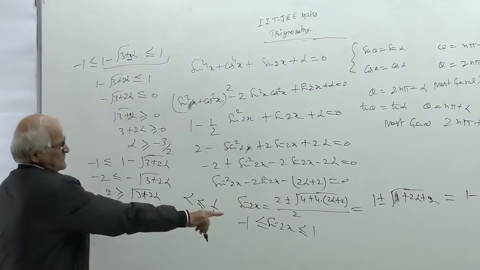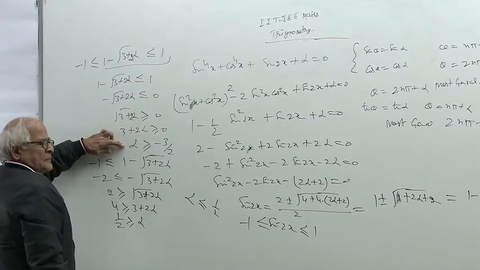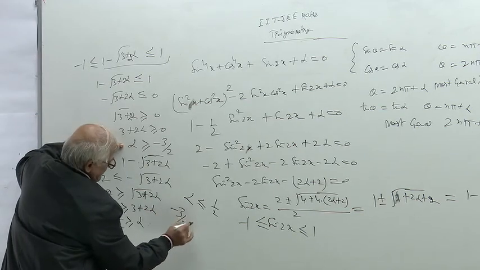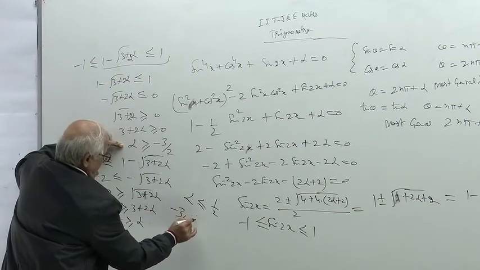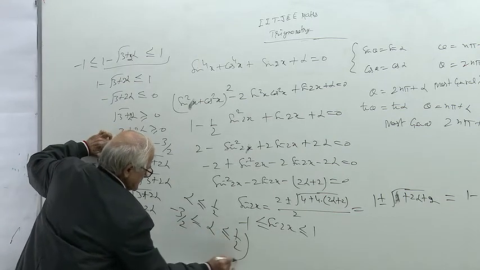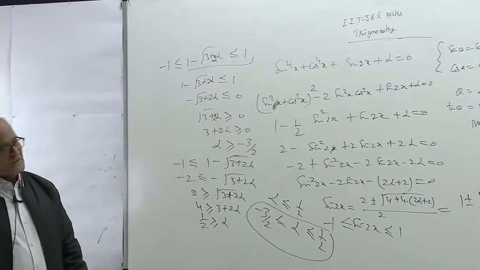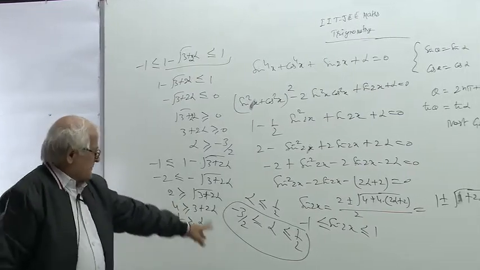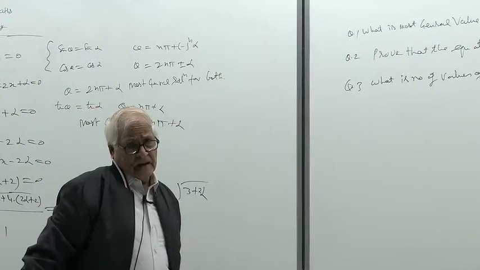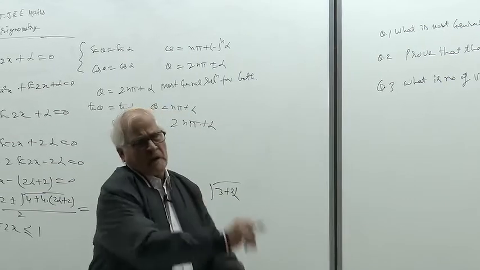Previously we found the value greater than minus 3/2. So therefore, we can say that minus 3/2 is less than or equal to alpha, less than or equal to half. This is the solution. We have proved this. If alpha lies between these two, then this equation in sin x, sin 2x, is solvable.